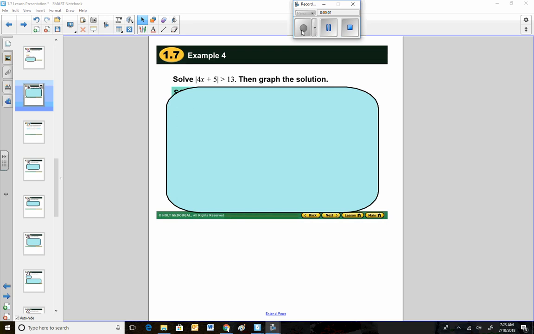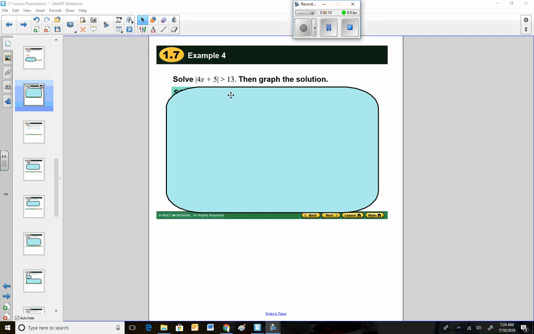Hey class, the reason we paused the video is because now we're going to transfer into a new idea, even though it's 1.7. This is an absolute value with an inequality. All the other ones you were working on had an equal sign here, now we have an inequality sign, which is going to change a little bit about our process.